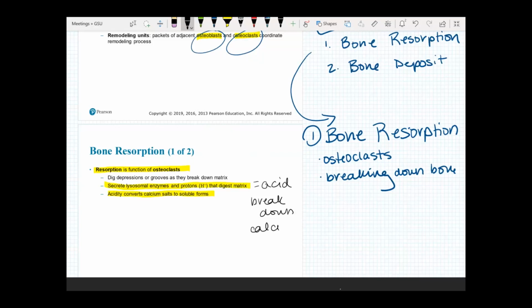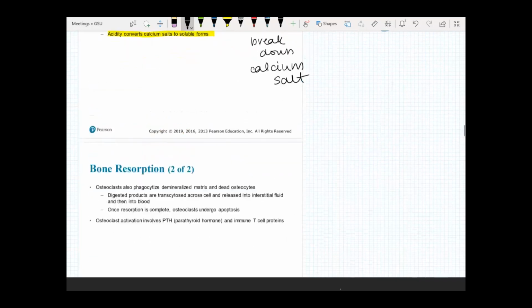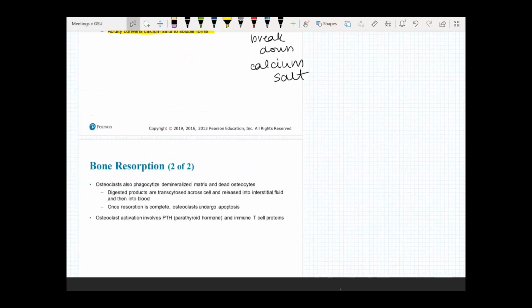Specifically the calcium salt, which gives the bone its hardness. So that's really important. Just remember, bone resorption is done by osteoclasts. After the osteoclasts break down everything, they're then going to phagocytize and essentially eat up and get rid of all of the destroyed mineral matrix and all of the dead osteocytes. So it's going to digest everything.